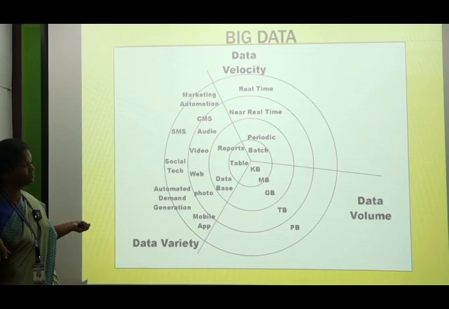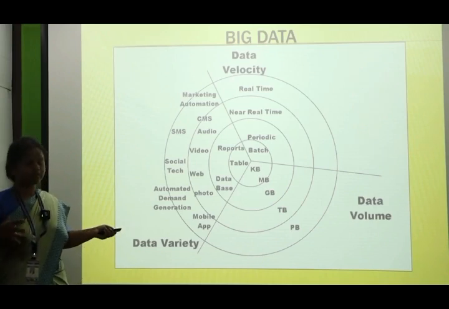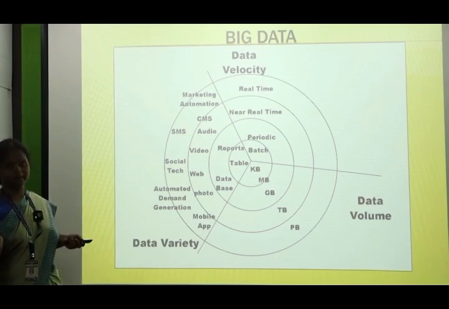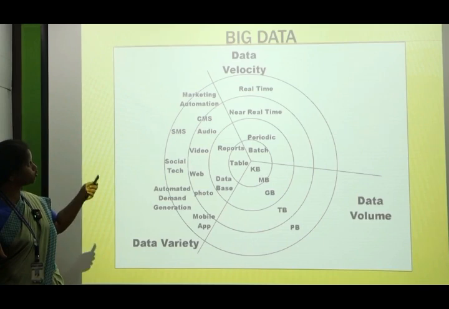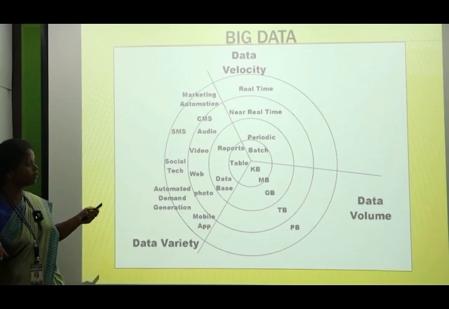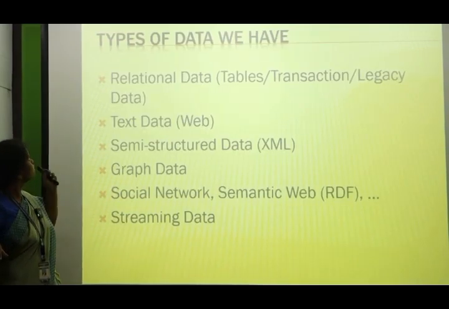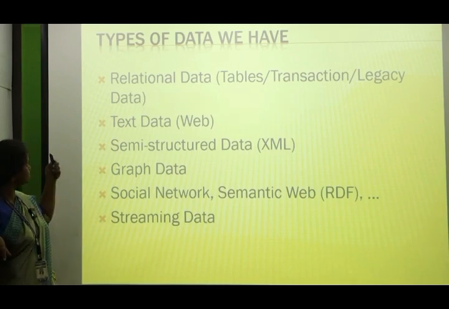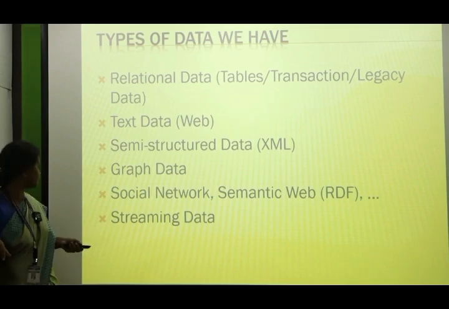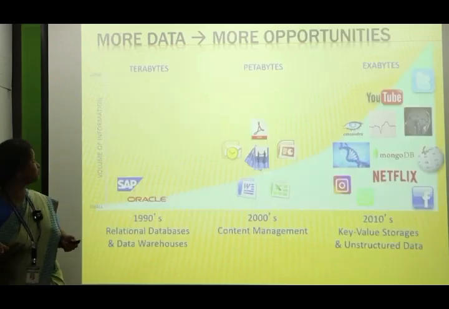So next is data variety. We have a variety of data: your mobile application data, images, videos, databases, audios, SMS, social, technical and marketing data. So we have a variety of data here. Okay, this is a diagrammatic representation which shows the volume, time and variety. Coming to the types of data I have told you about: we have relational data, text data, semi-structured data, graph data, social network data, streaming data.